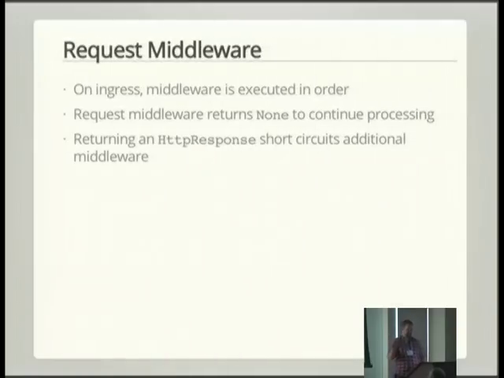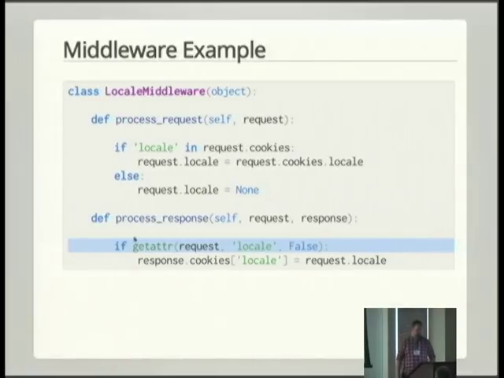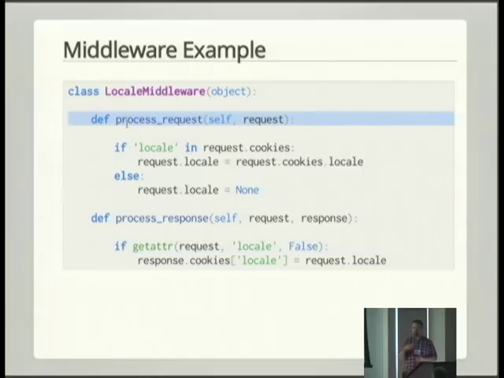On ingress, or when a request comes in, middleware is executed in order. But if any of this middleware returns a response, the rest of it is not executed. So you could use this for an authorization check to make sure somebody's authorized to access your site, or maybe a maintenance middleware that you use to short circuit all requests when you put your site in maintenance mode. But basically, if this first method here returned a response object, none of the subsequent middleware would get executed.